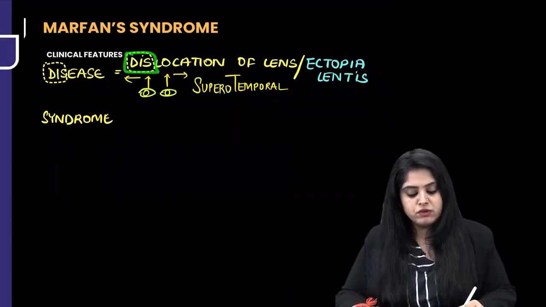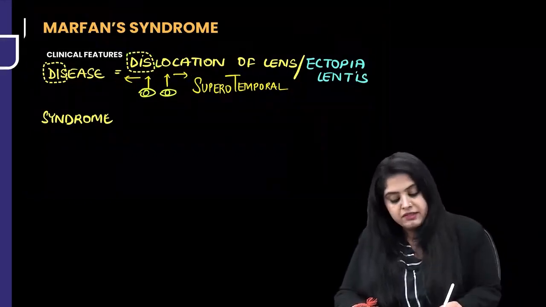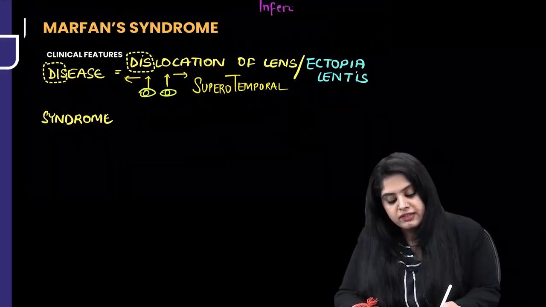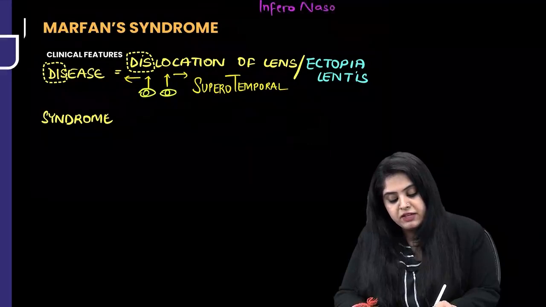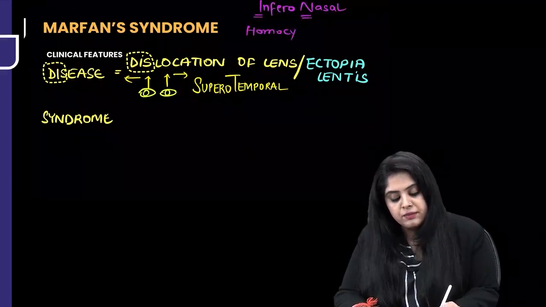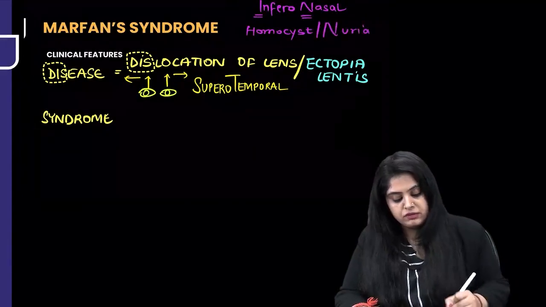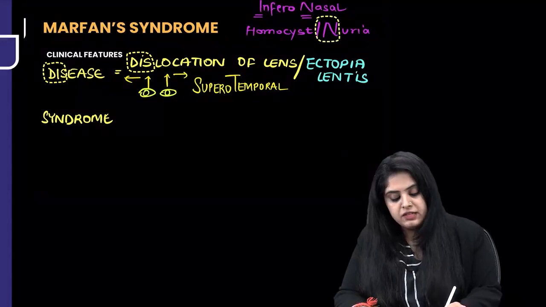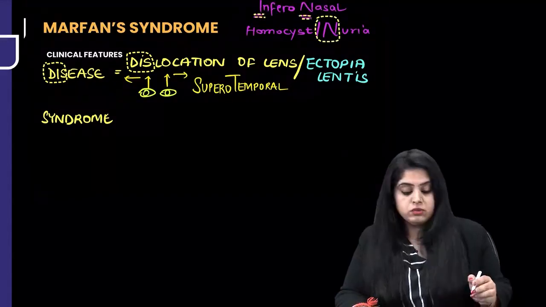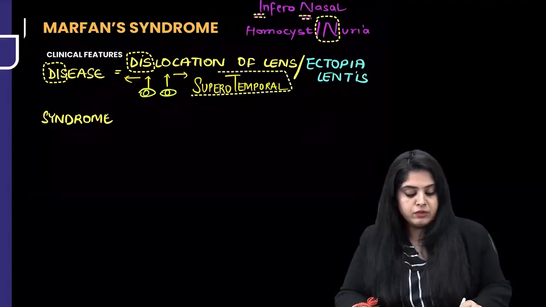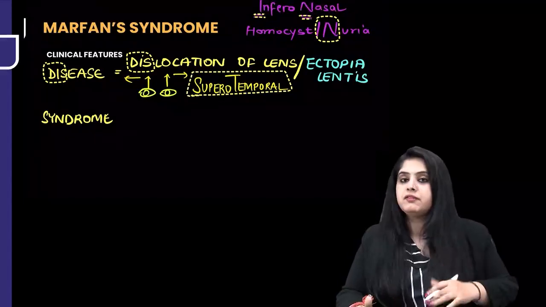Repeating. Dislocation of lens occurs up and out. If they ask you where does dislocation of lens occur down and in, inferonasal, so IN is going to occur in homocystinuria. So remember, where will inferonasal occur? In homocystinuria, and superotemporal is going to happen in Marfan's. If you call it Marfan's disease, sorted.